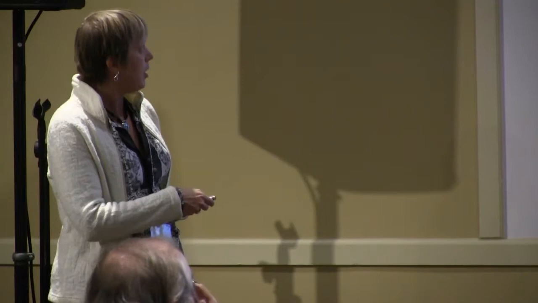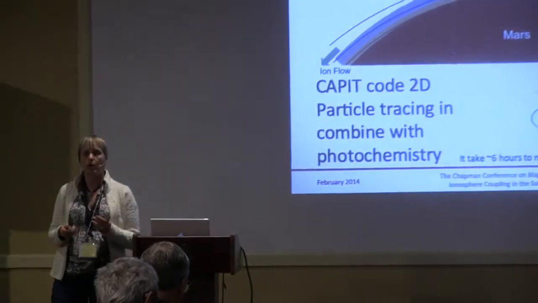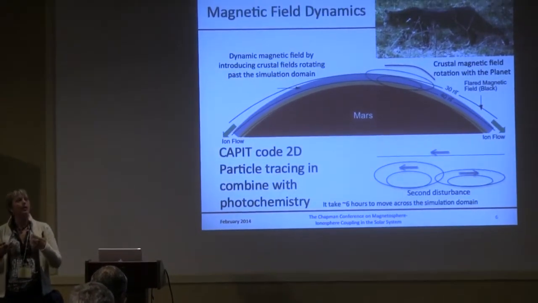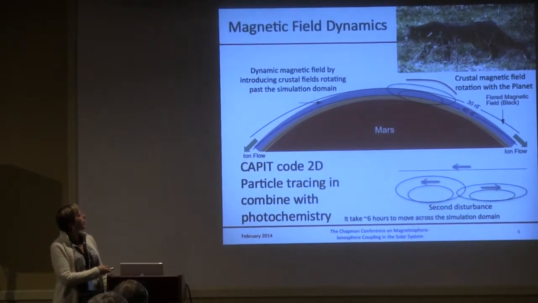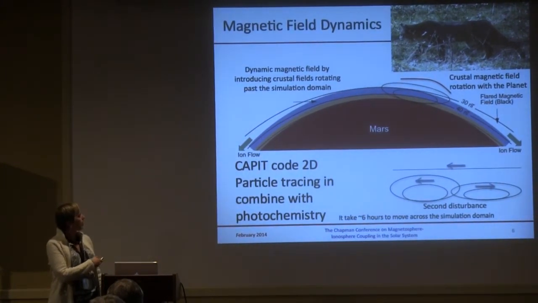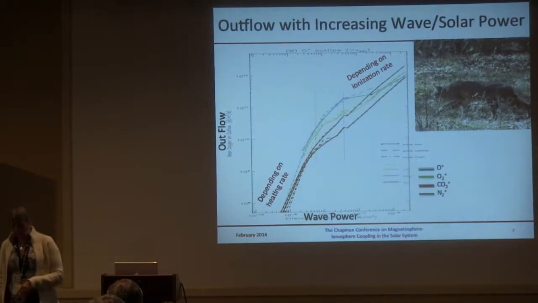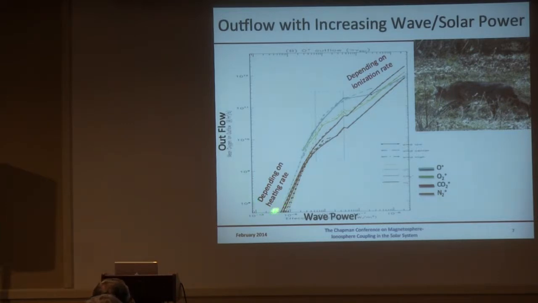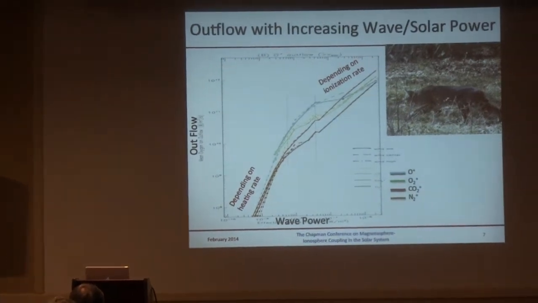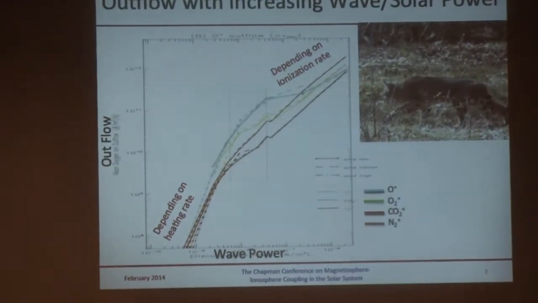I have made a code, the CAPIT code, which is photochemistry plus particle tracing, to evaluate what kind of process is limiting the ion outflow. It's just a thin slab along the surface of Mars, and I can allow a draped magnetic field and crustal fields going into my simulation domain. And the first question I asked was, is it the energy input into the ions which controls the ion outflow, or is it the ionization rate that controls the ion outflow?